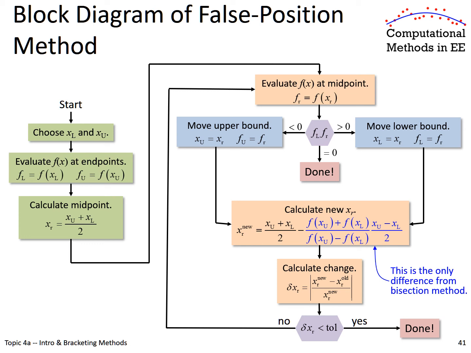We move our bounds the same way. We check for the magnitude of our change to see if we're done the same way. Everything's the same. And for functions that are pretty linear between the upper and lower bounds, and that happens most of the time, this is an incredibly fast method, but it can fail or work really slowly when that function is not linear.